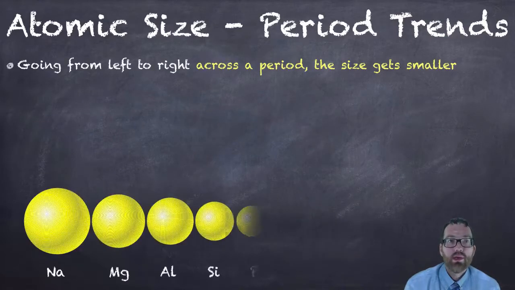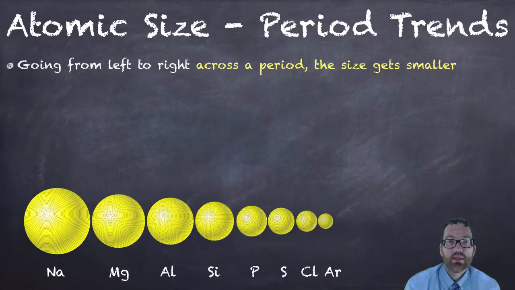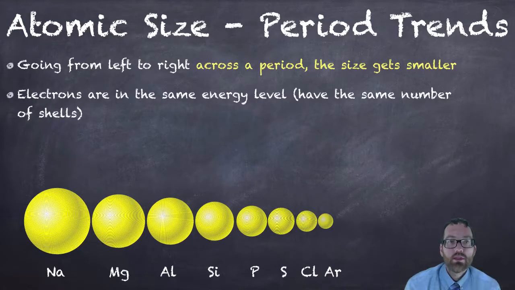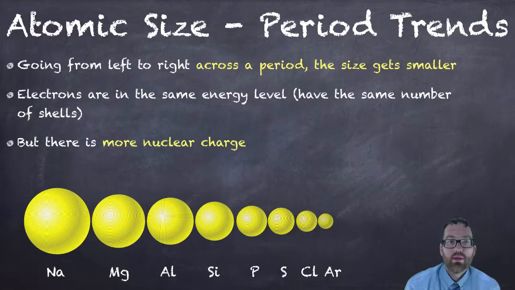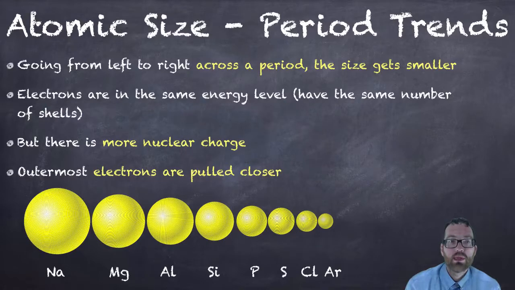As we go across the period from left to right, the size gets smaller. The electrons are in the same energy level, so they have the same number of shells. However, there's more nuclear charge as we go to the right. Argon has more protons in its nucleus than sodium does, so it has more pulling power, and it can get those outermost electrons pulled closer to it, and that's why the size gets smaller as you go across the period.